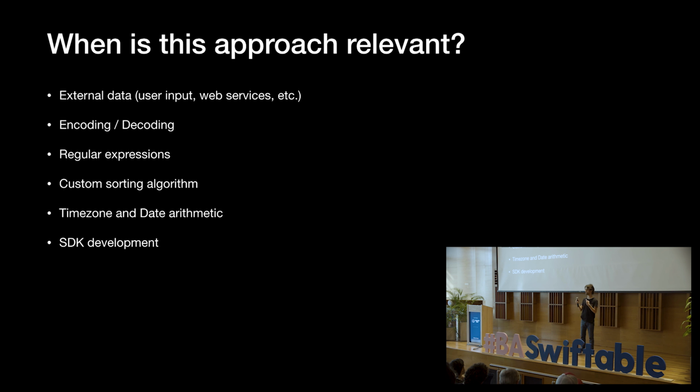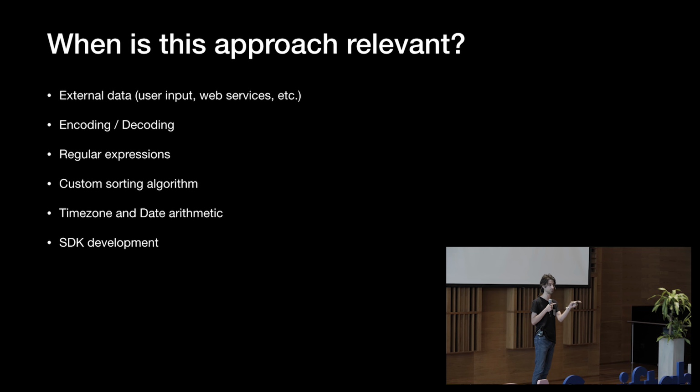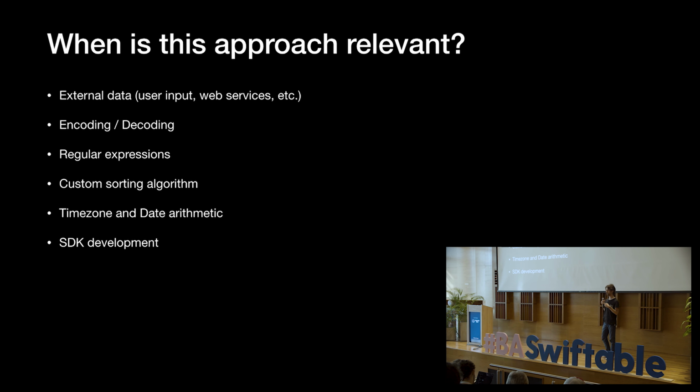When you have encoding and decoding, it's something that works very well, because there is a property which is that if you encode and decode, you must get back to the original value, so property-based testing is super efficient there. We also saw that for testing regular expressions, it's a powerful tool to find edge cases we wouldn't have thought of when we looked at a complex regular expression.